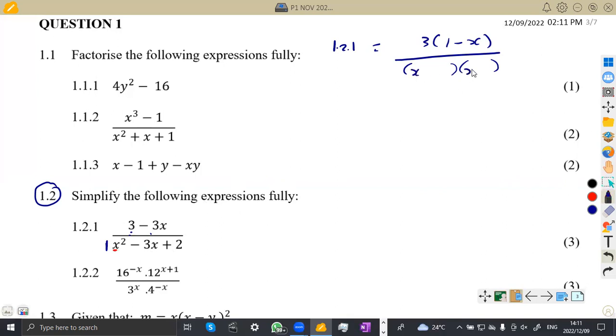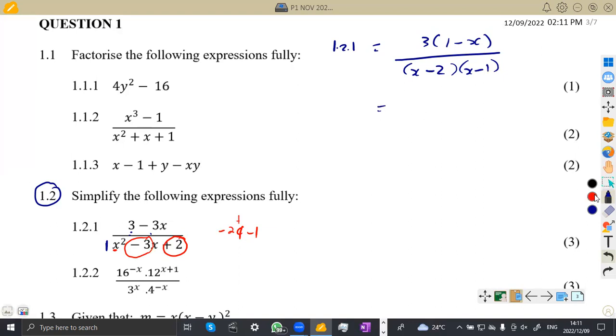I have two factors here, x and x. Then we focus on the constant term, which is positive 2. What are the factors of 2 that when you add, they will give you the middle term, which is negative 3? So factors of 2, we've got negative 2 and negative 1. If we multiply, we get positive 2. If we add, we get negative 3. So that's negative 2 and negative 1.